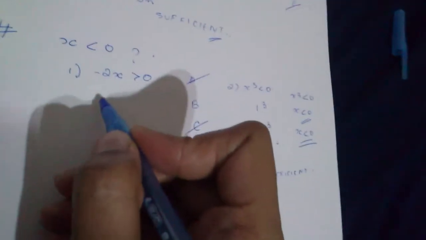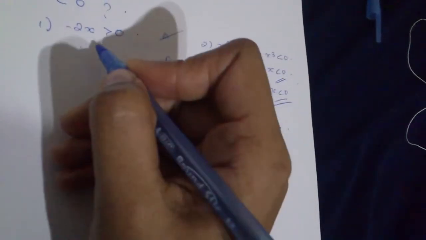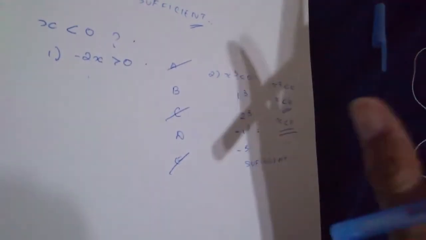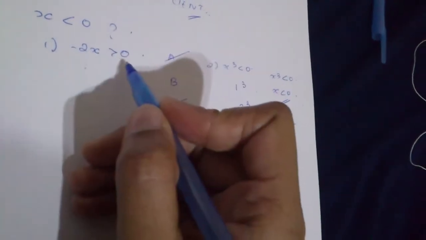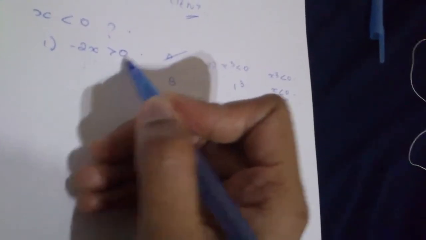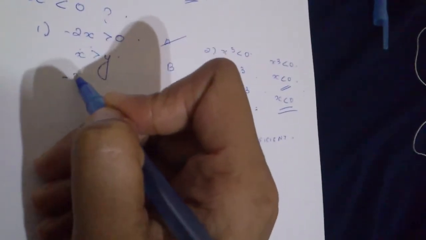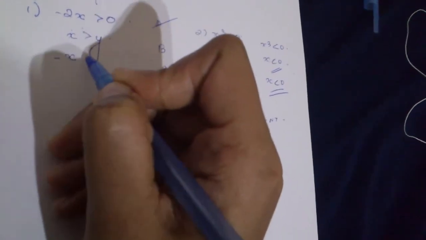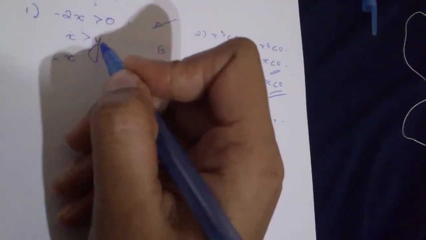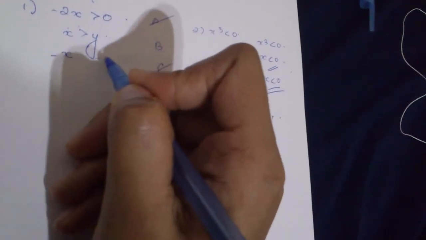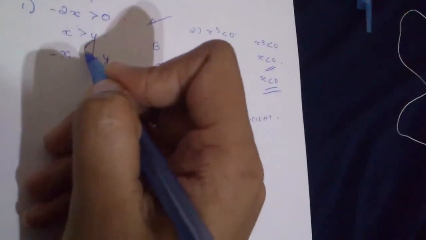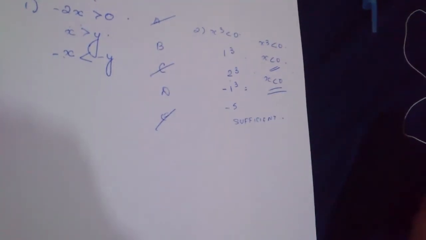Now statement 1 tells us minus 2x is greater than 0. When working with inequalities, remember that when you multiply or divide both sides of an inequality by a negative value, the inequality reverses. For example, if I have x greater than y and I multiply both sides by minus 1, I get minus x and minus y, and the inequality reverses its sign: minus x becomes less than minus y.